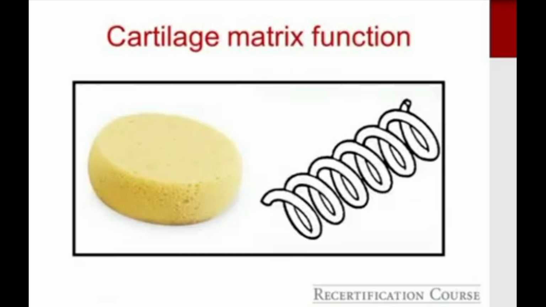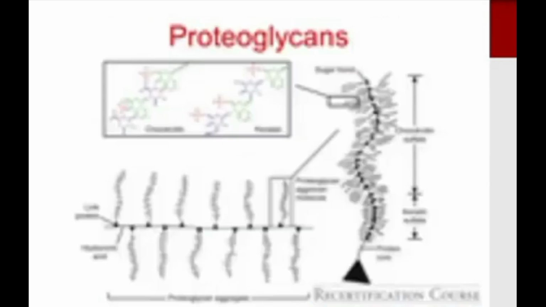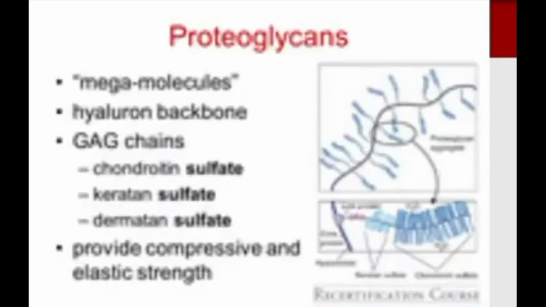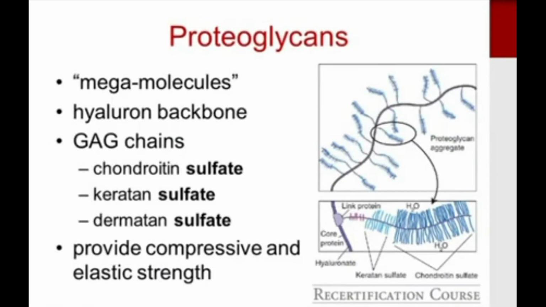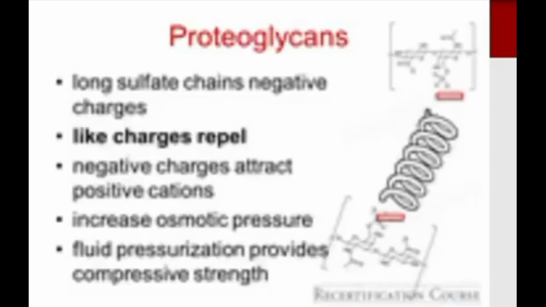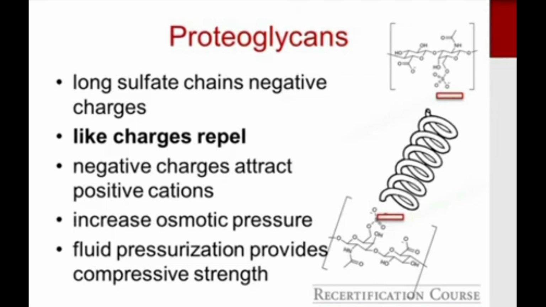The matrix function acts both as a sponge and as a spring. Proteoglycans are what allow that. So these proteoglycans, I'm sure we've all seen these pictures before, are these large megamolecules formed of a hyaluronic acid backbone with glycosaminoglycan chains: chondroitin sulfate, keratan sulfate, dermatan sulfate. The one thing that should be important, all these end in the word sulfate. So these are sulfate glycosaminoglycan chains. These provide both compressive and elastic strength. These long sulfate chains have negative charges. The like charges repel, the same way that two same ends of a magnet will repel.